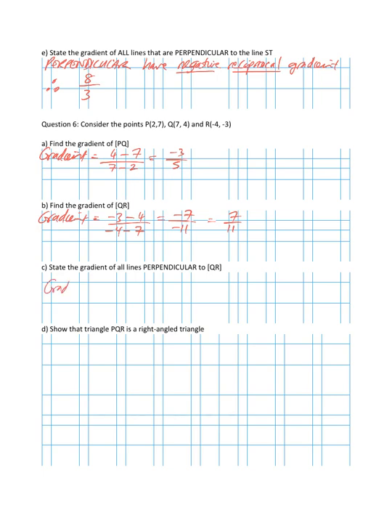State the gradients of all lines perpendicular to QR. Well, the gradient perpendicular to QR is going to be the negative reciprocal, which is going to be negative, because the negative of positive is negative, -11 over 7, because I flipped the fraction over.